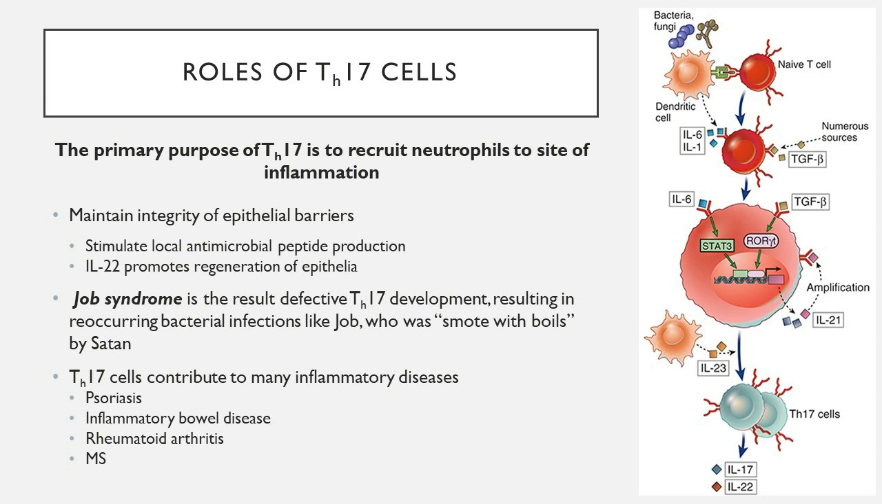Furthermore, there are a lot of interesting diseases involved in both the deficiency and overactivity of this particular subset. One genetic deficiency which results in defective Th17 development is called Job syndrome, named after the biblical figure who was smitten with boils by Satan. Patients afflicted with the disease have rampant and recurring bacterial and fungal infections that make them look just like the biblical figure.